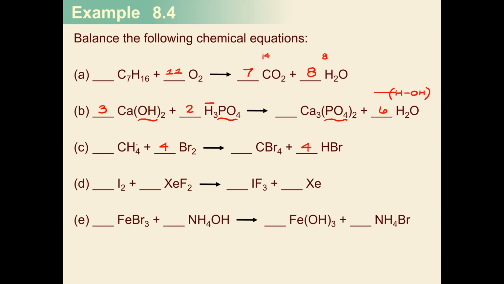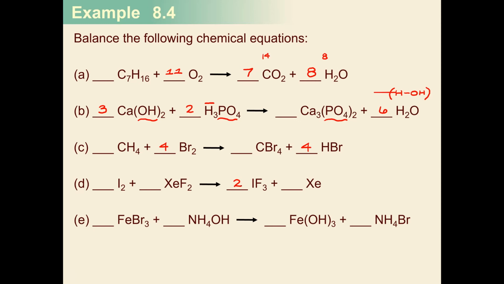So now let's go down to example D. Which species should I start with first? So I have my iodine, I have xenon difluoride, then I also have iodine trifluoride, and just xenon in its elemental form. So the first place that I would go and look is notice that I have 2 iodines here, but I only have 1 here on the right side. So that means that I will go and put a 2 in front of that.